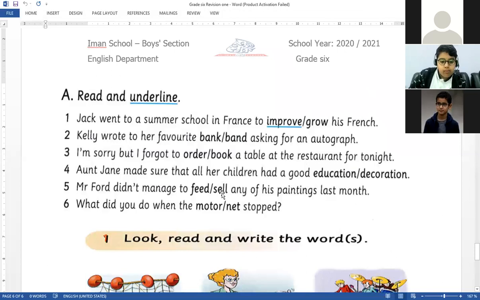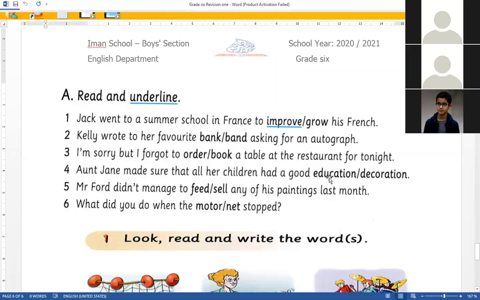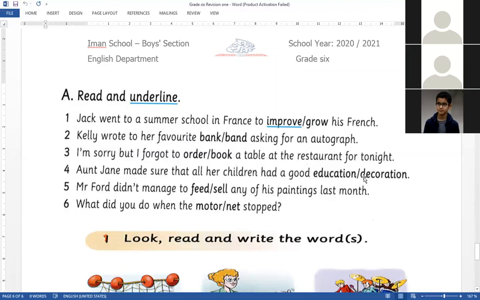Do you see the difference between education and decoration, Muhammad Salim? Education, when you are at school, you get education. But decoration means if you have a party, you have decoration. Decorate the room. Which one means that you are learning? Education. And which one means that you put balloons and colorful things? Decoration.